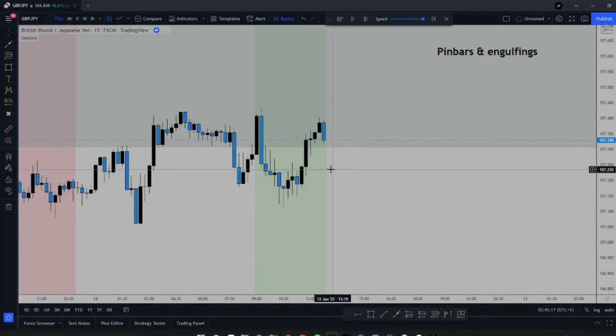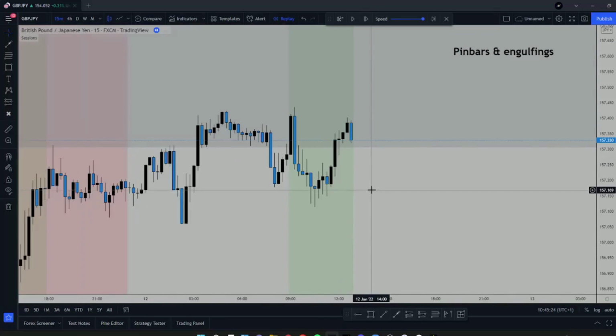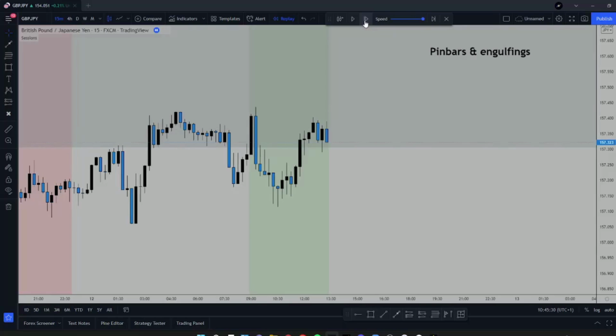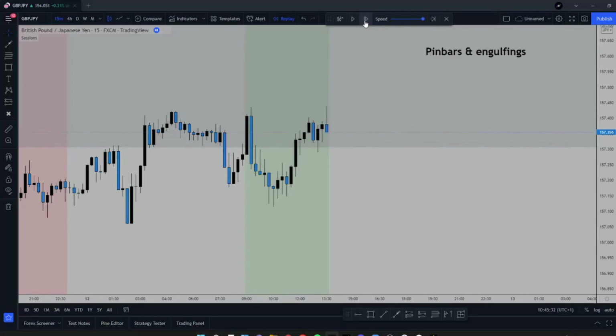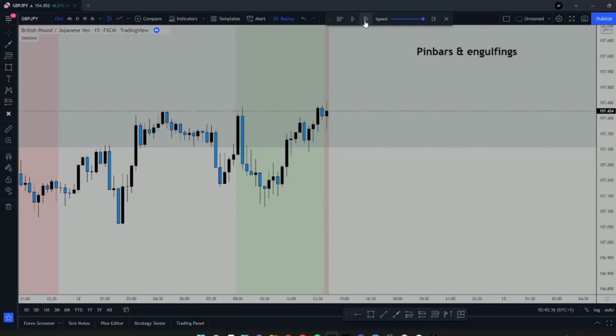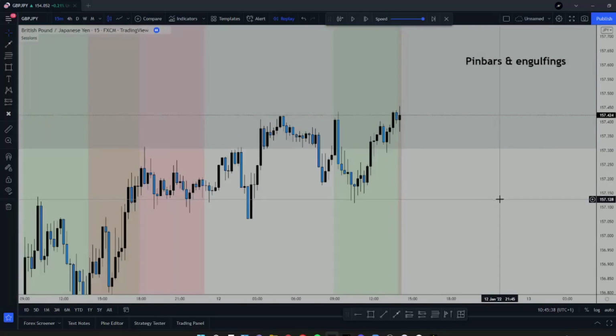You can see that we are approaching the New York session, and this is the time when we are going to be looking at our chart. New York is going to open pretty soon, and when New York opens, this is exactly when we're going to focus the most. New York is opening right now. So what are we going to do? We are going to wait.